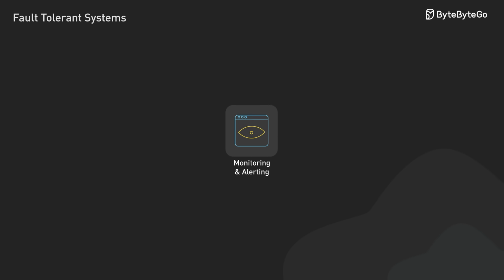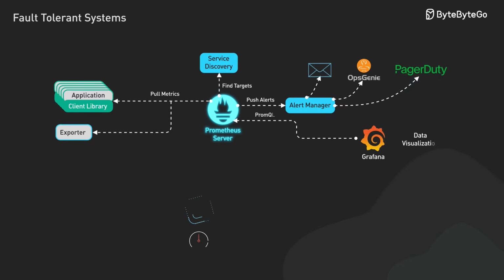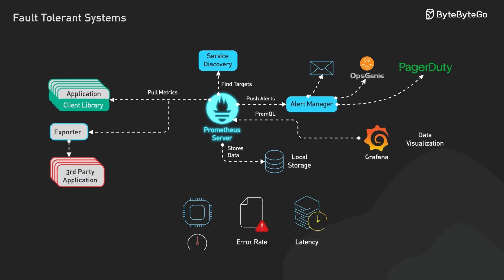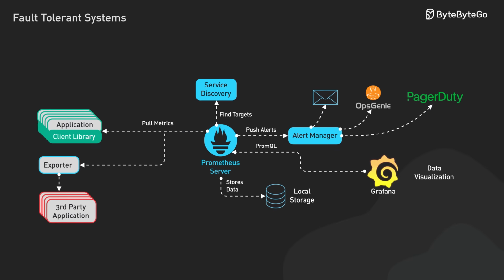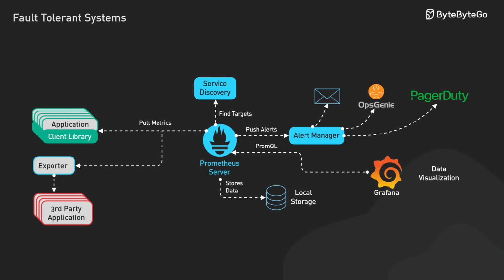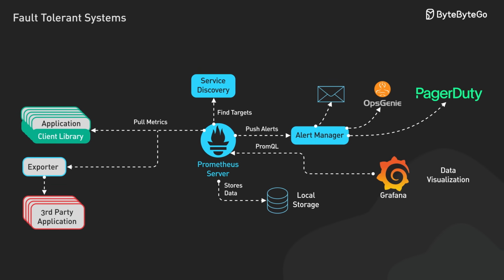All these strategies are only effective when we know when something is going wrong. Continuous monitoring tools like Prometheus track metrics such as CPU usage, error rates, and latency, while Grafana visualizes these metrics in real-time dashboards. When issues arise, tools like PagerDuty send immediate alerts so we can address problems before they escalate.